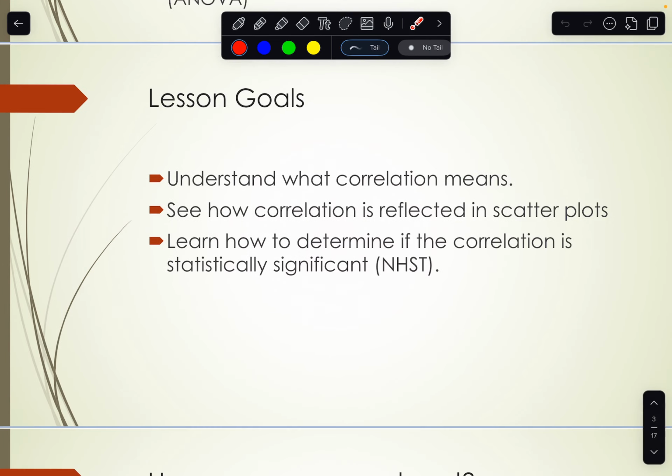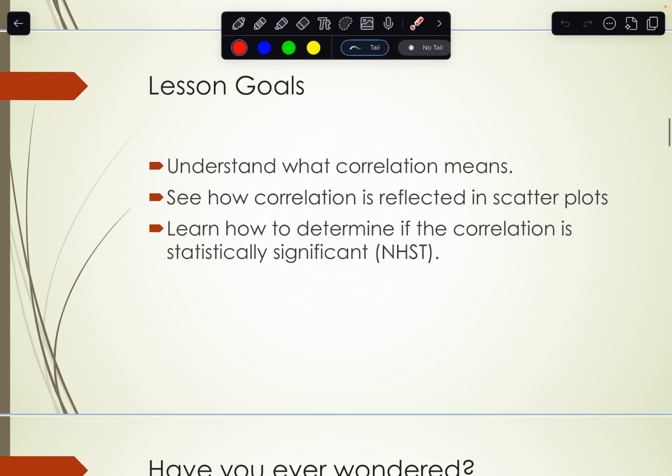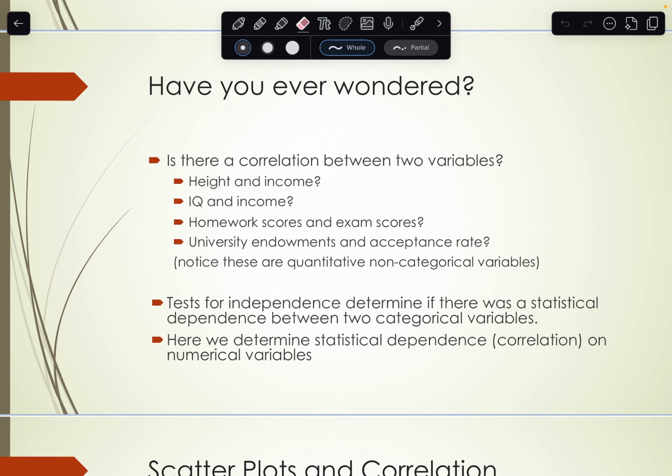All right, the goals for this lesson are threefold. Understand what correlation means. See how correlation is reflected in scatter plots, and learn how to determine if the correlation is statistically significant. To do that, we're going to use a null hypothesis significance test, which some call a simple hypothesis test. Have you ever wondered, is there a correlation between 2 variables?